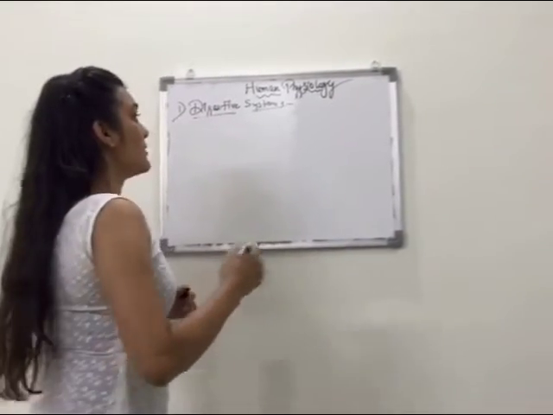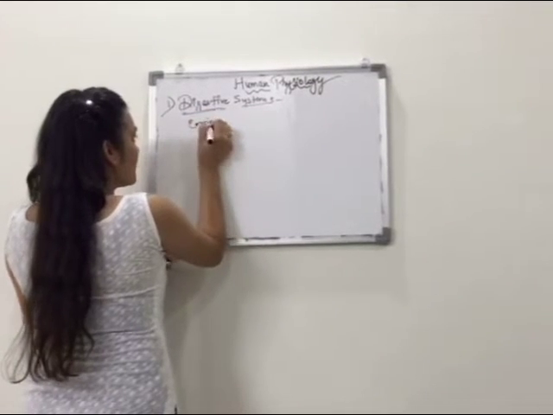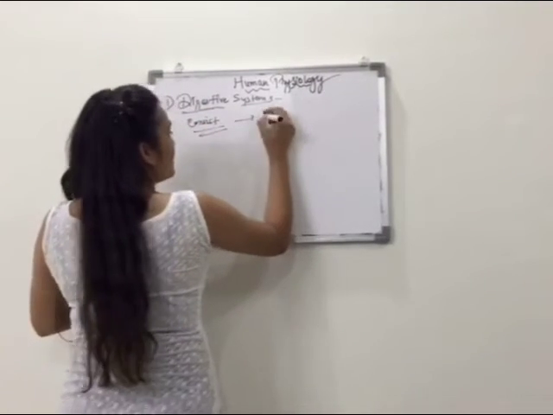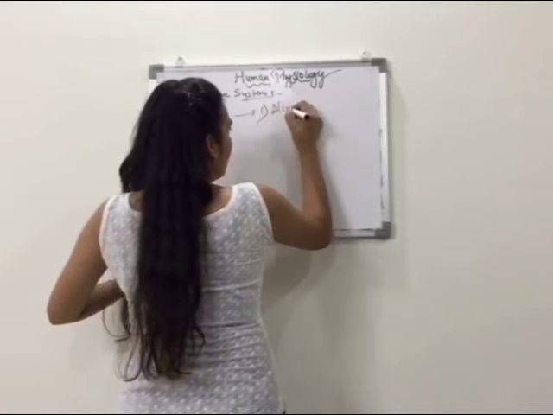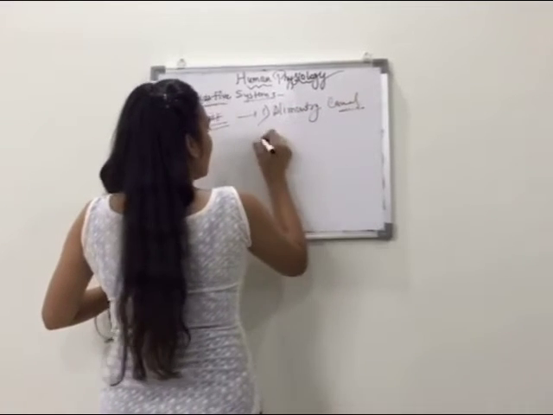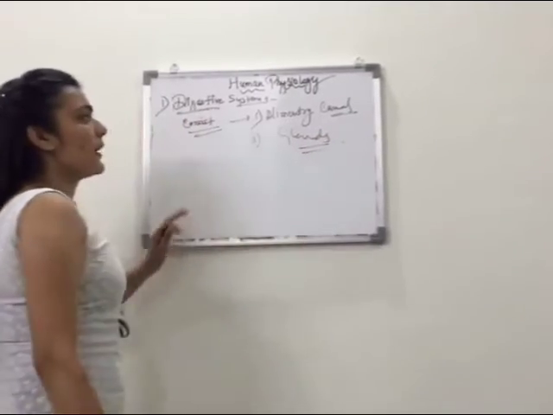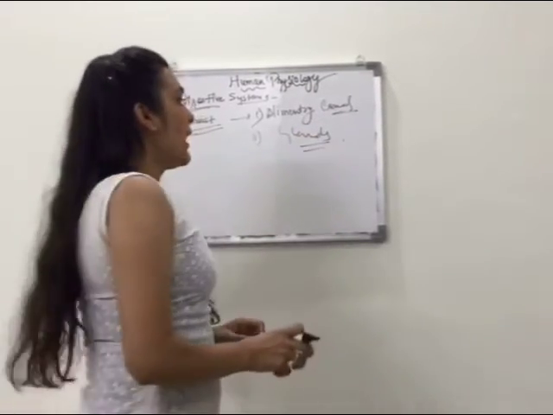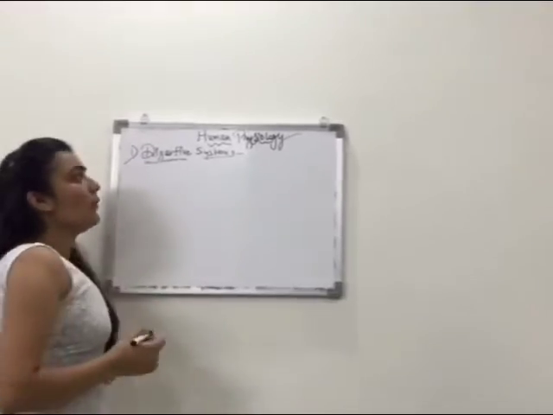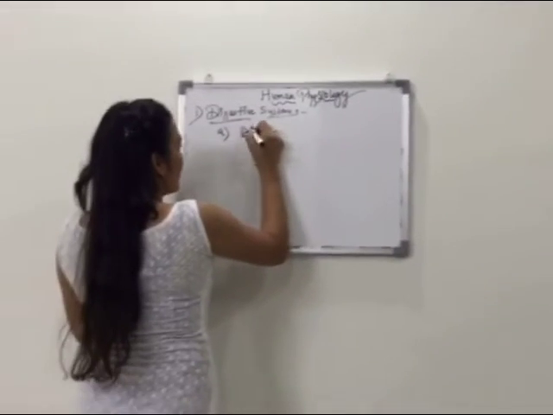Now we are discussing the system. The system consists of two things: the first one is the alimentary canal, and the second is the glands. So in our digestive system there are two things, the alimentary canal and the glands. Now we are discussing the alimentary canal.